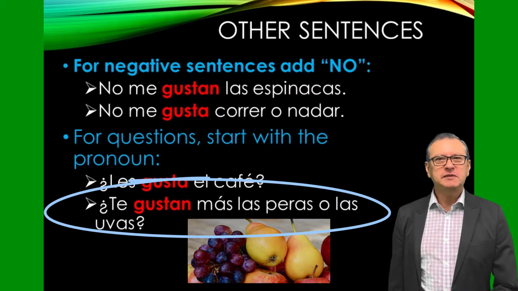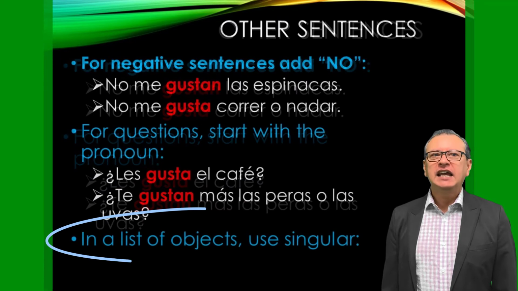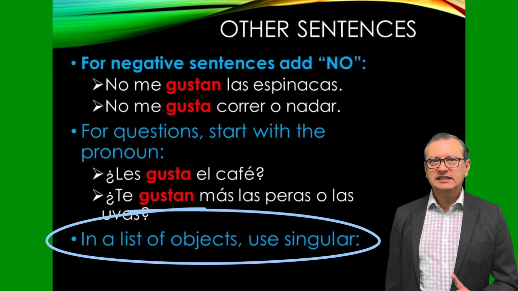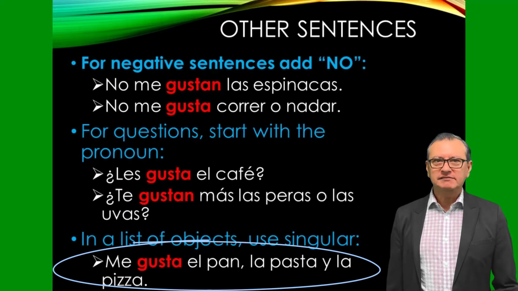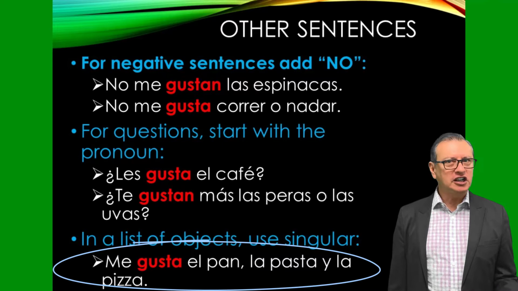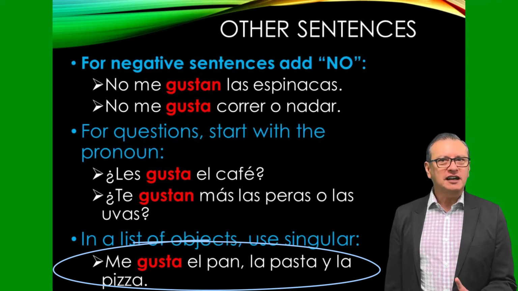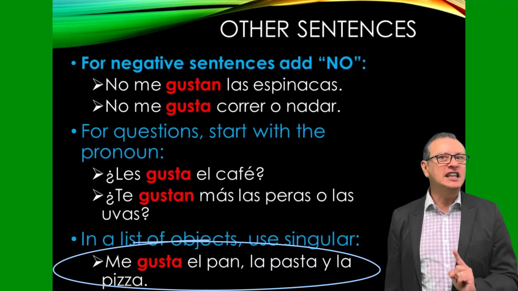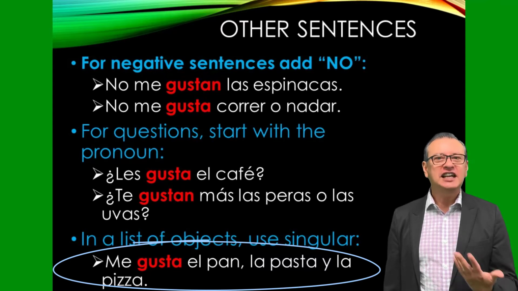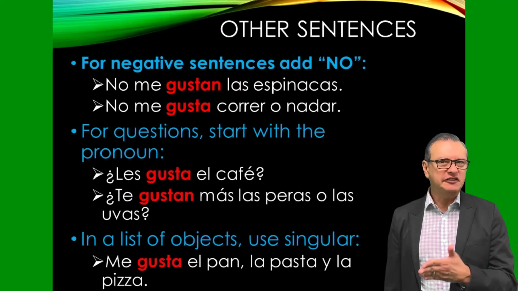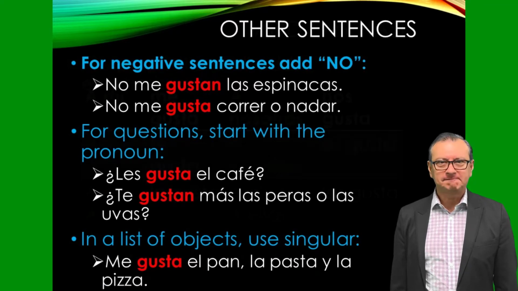So remember, always before the question. In a list of objects, make sure that you use singular. Example, me gusta el pan, la pasta, y la pizza. Even though I mentioned three objects, I use gusta because the very next word after the verb is la, one item only. That's what I use, gusta. The same thing happens with verbs. With lists of verbs, just simply say gusta.